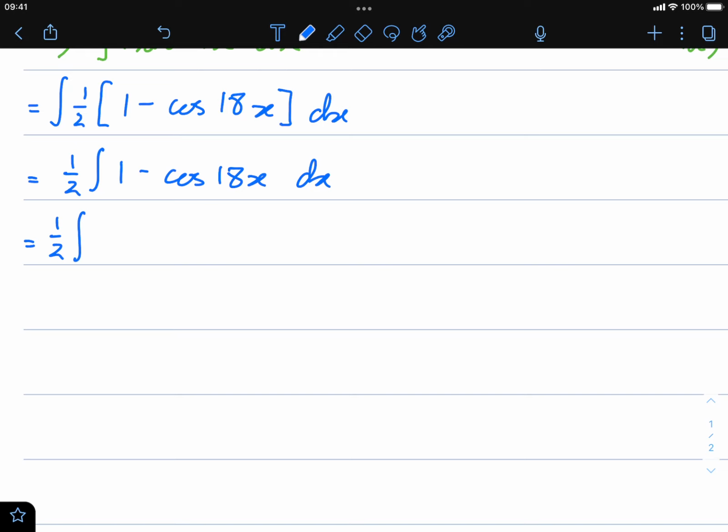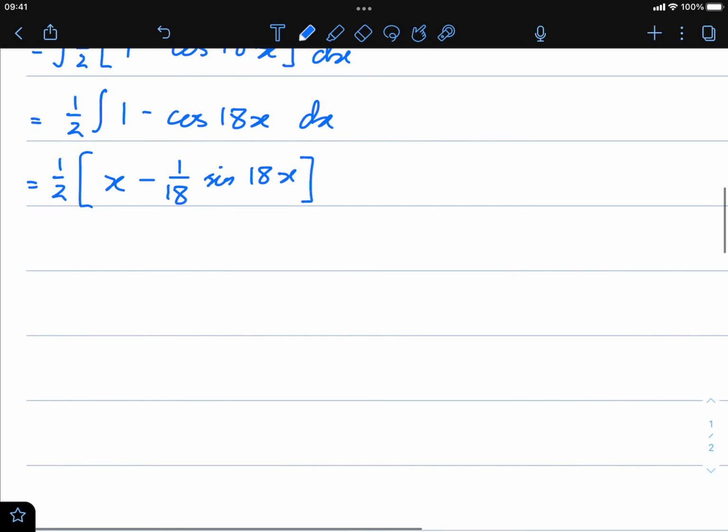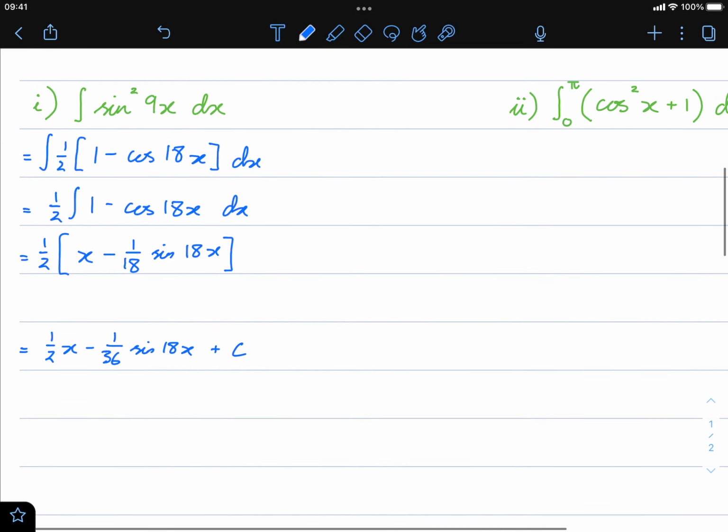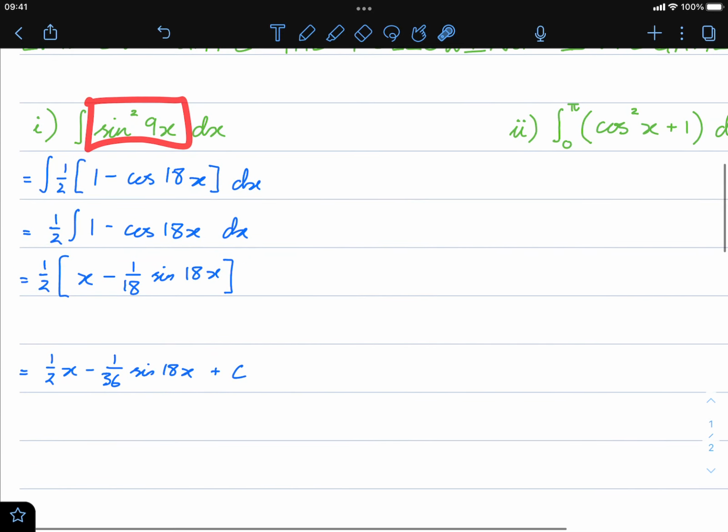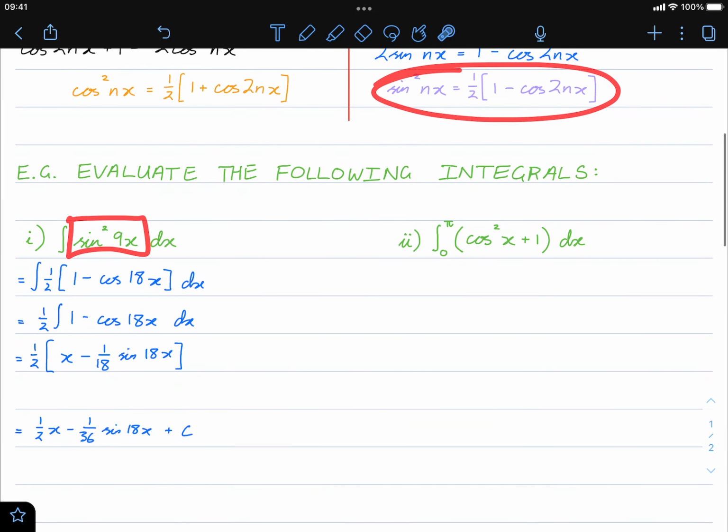And from here, we just integrate as we normally would. So we get half times x minus 1 on 18 sine of 18x, and multiplying everything by that half on the outside, we get half x minus 1 on 36 sine 18x plus c. Hope you can see it's not too difficult, just applying these identities.